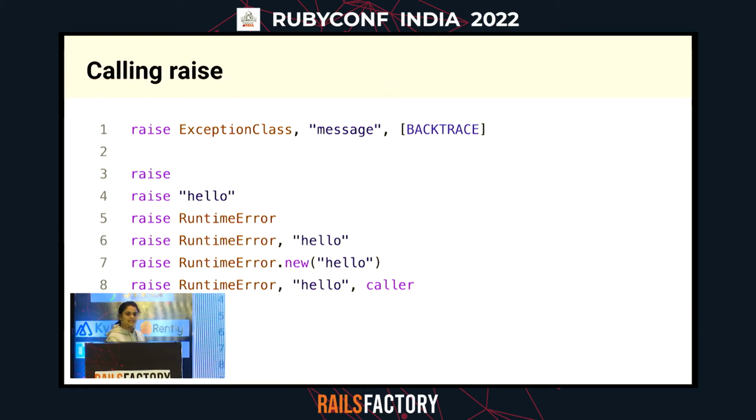When we are not passing any argument here, it will throw a RuntimeError, or the active exception if there is one. In the second example, we are passing a hello message. It will also throw a RuntimeError with the message attached to it. Similarly, each of these lines will throw a RuntimeError.